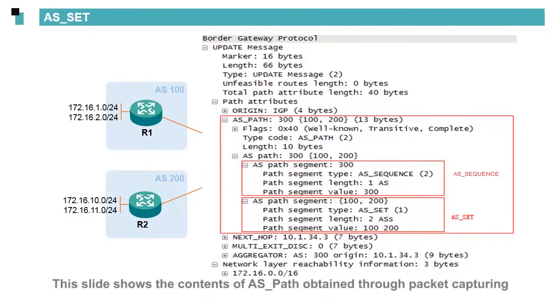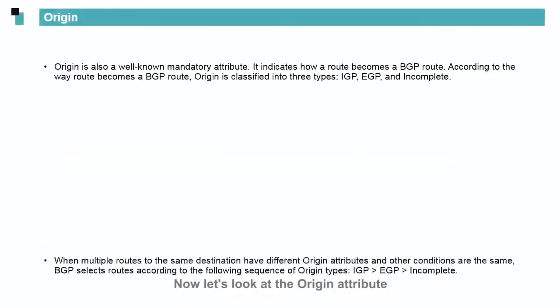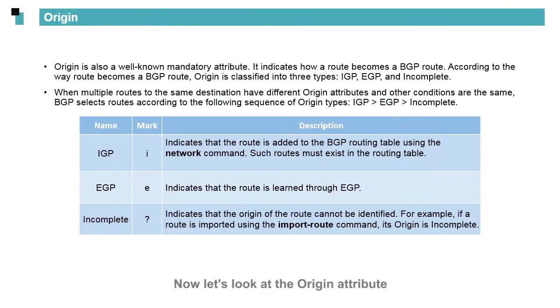This slide shows the contents of AS paths obtained through packet capturing. By default, AS path changes only when a route leaves an AS. We can use a route policy to adjust AS path to control route selection on the next router. Now, let's look at the origin attribute. Origin is also a well-known mandatory attribute.